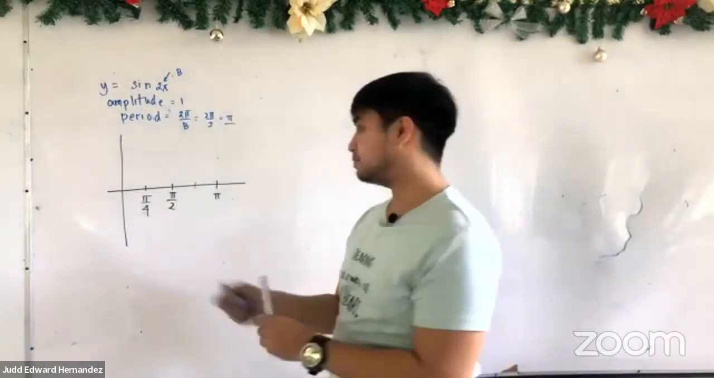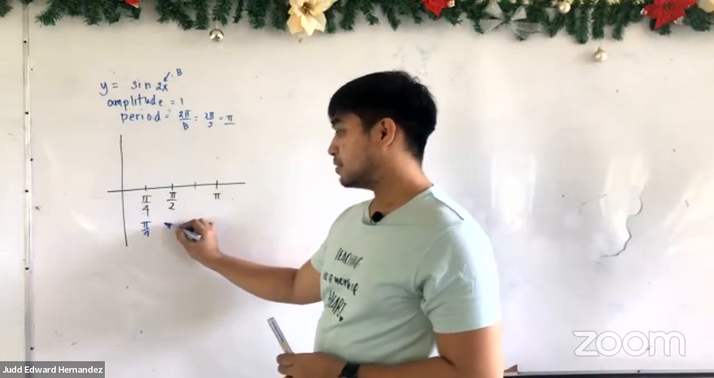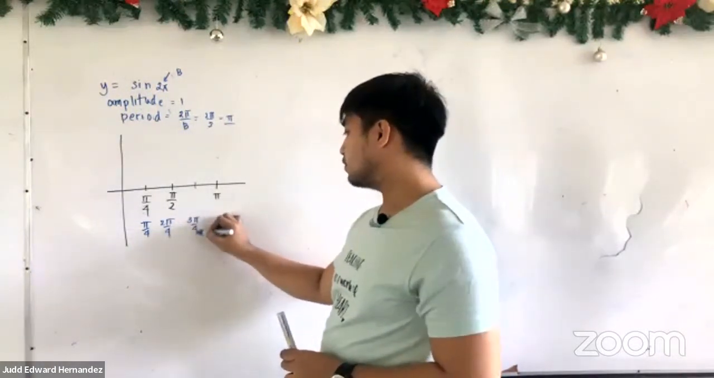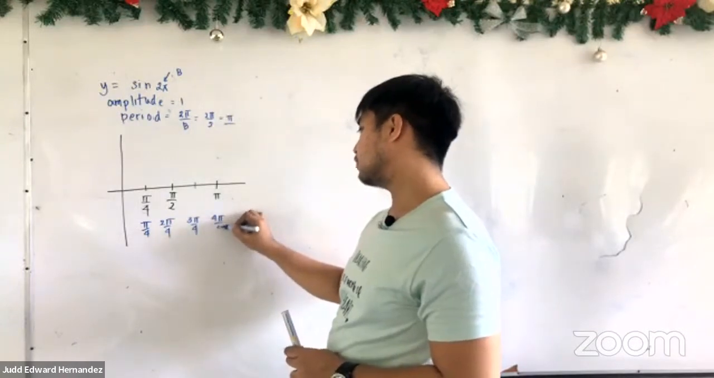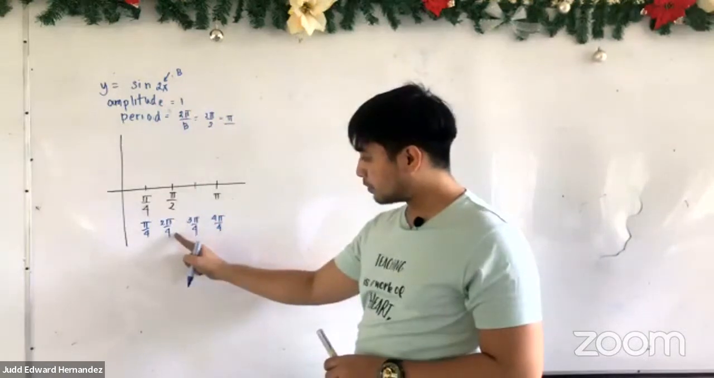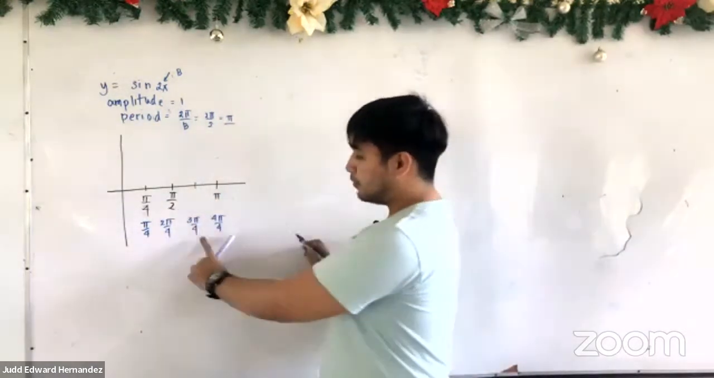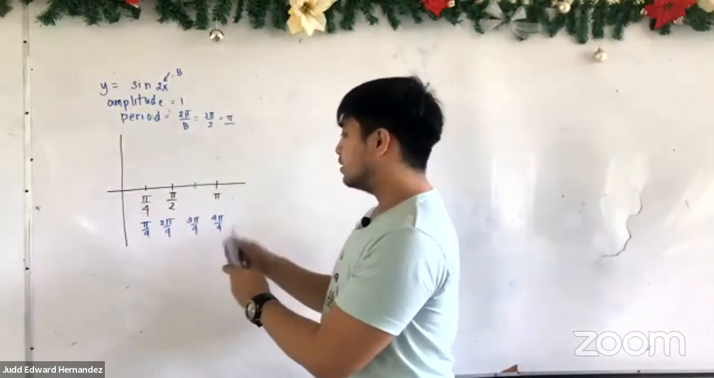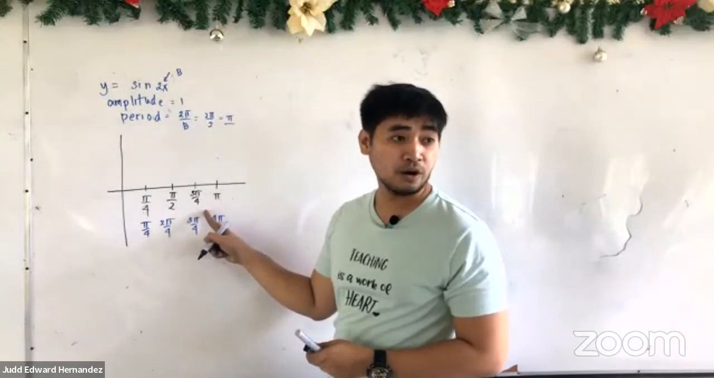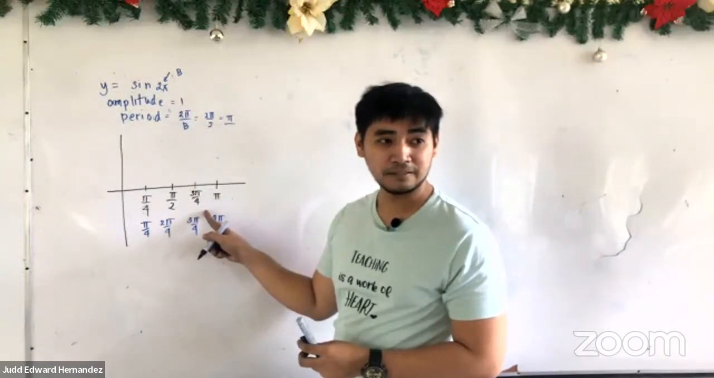Okay, tingnan nyo ito. This is pi over 4. This becomes 2 pi over 4. This becomes 3 pi over 4. And this becomes 4 pi over 4. What can you say? Pi over 4, 2 pi over 4 is pi over 2. Tama? Are we clear? Maliwanag po ba ito?